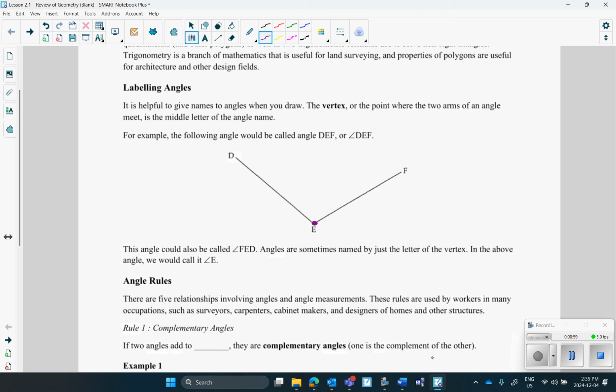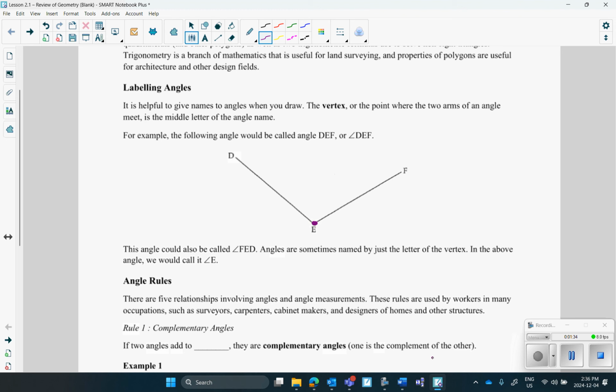Now there's different ways to name angles. Usually what you're given is the end of the arms as letters, and you're given the vertex as a letter. Okay? So to name it using letters, you can do it one of two ways. Start at one of the arms, use that letter, then the vertex letter, then the end of the other arm letter. So this could be angle DEF.